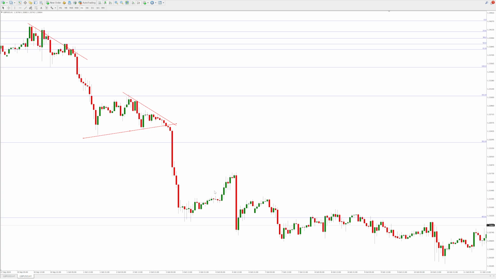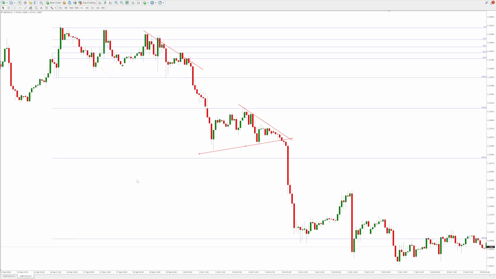You want to wait for a pullback, and you may look to redraw your Fibonacci down around here somewhere. Okay, so that's an example of a bearish trend.